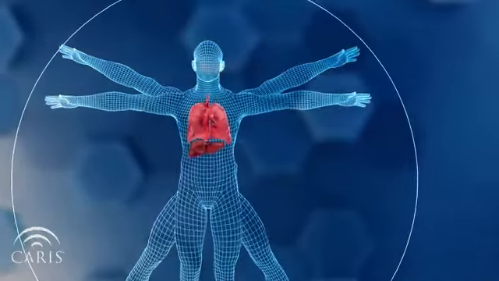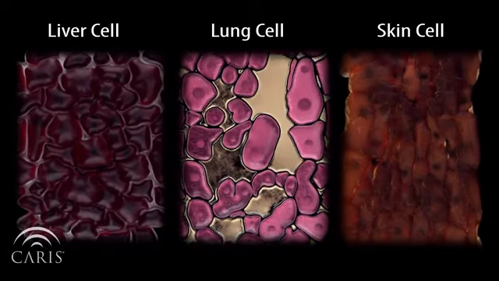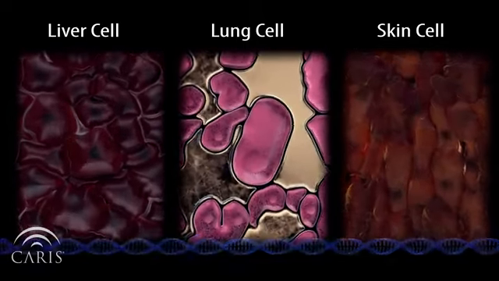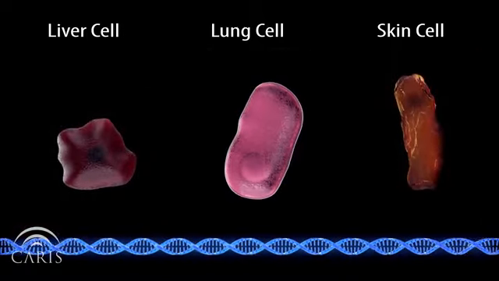So, if all of our cells have the same DNA sequence, what makes a lung cell a lung cell? And what makes it different from a skin cell or a liver cell? If we looked at these three cell types under a microscope, they would look very different from each other. Although each cell contains the master blueprint for making every possible protein, they only make the proteins they need.